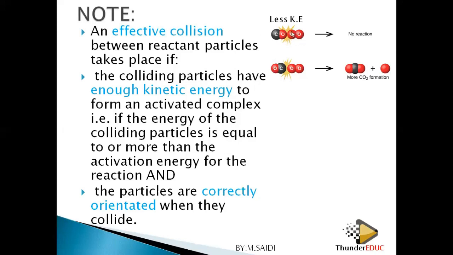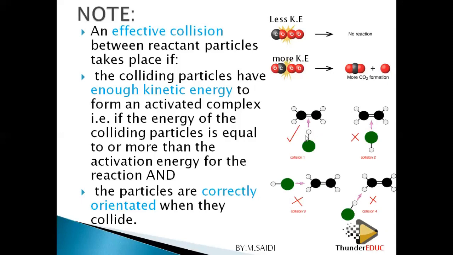If carbon monoxide and oxygen react with less energy, then the reaction will not take place. But if carbon monoxide has enough energy with oxygen, then they can be converted into product as long as the orientation is correct. If you look at this carbon monoxide and this one, here the orientation is wrong and the reaction didn't take place. Here the orientation is correct and they also have enough energy, so automatically the products are going to be formed.